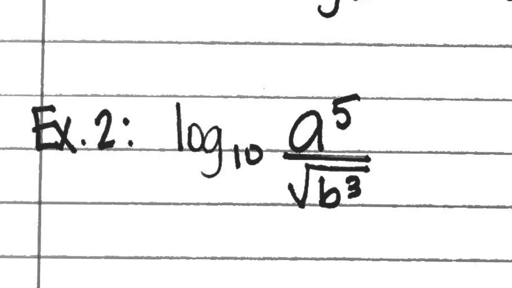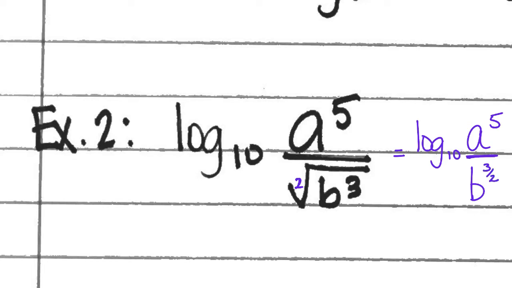All right, let's look at example 2. It says log base 10 of a to the 5th over the square root of b to the 3rd. So probably the first thing that I would do is I would get rid of this square root of b to the 3rd. So I would rewrite this as log base 10 of a to the 5th over b. Now remember, there's an invisible 2 right here. So this is going to be b to the 3/2.